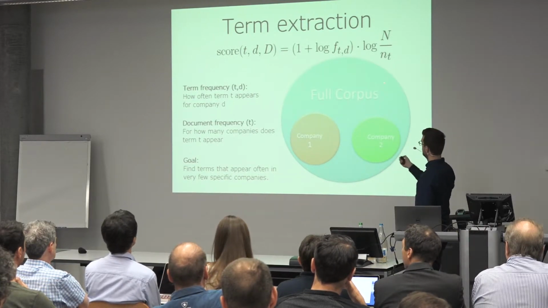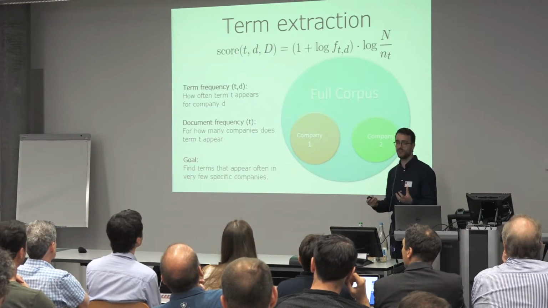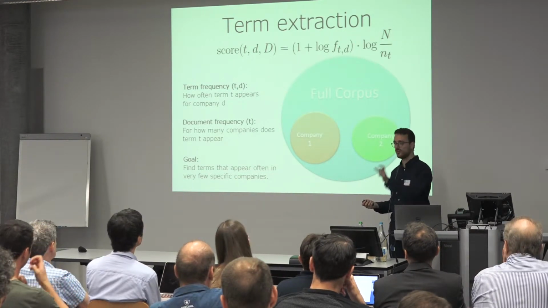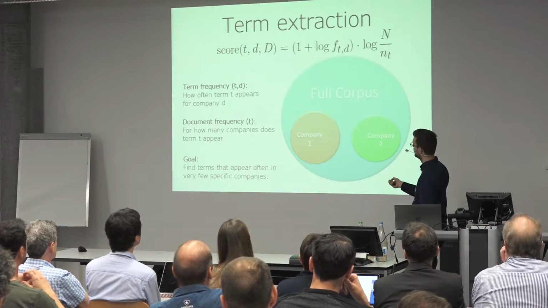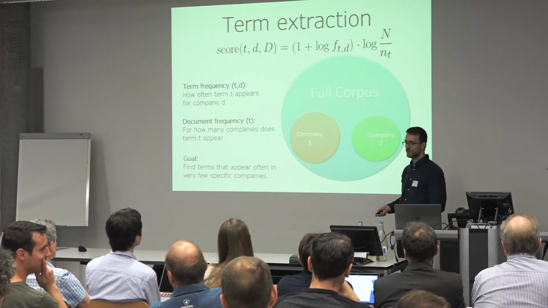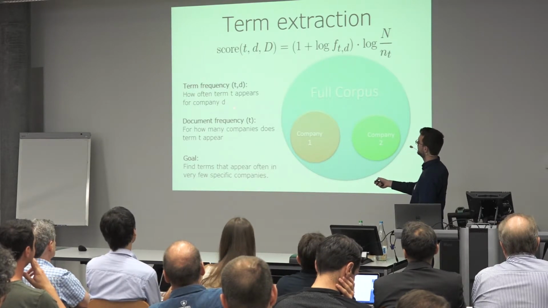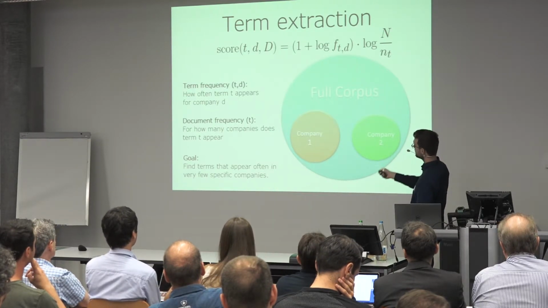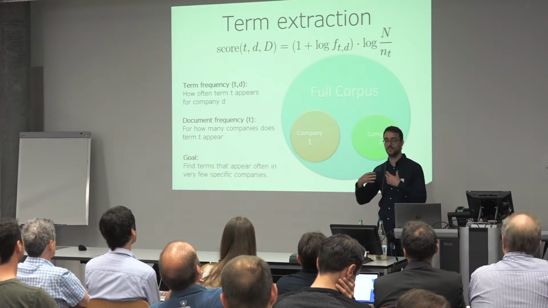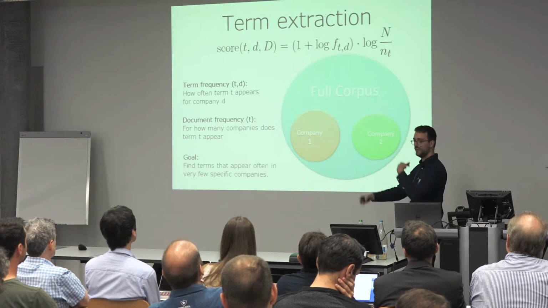So the idea is we have the full corpus of the 70 companies, and we want to have words that are specific for the company. So we look at words that appear often, but they only appear in the context of one company. So what we do is the TF-IDF scoring, which most of you should know, and we look at how often the term appears for company D. This is the term frequency, and the document frequency looks at in how many companies this term appears. So this is the document frequency, and we take the inverse of that.